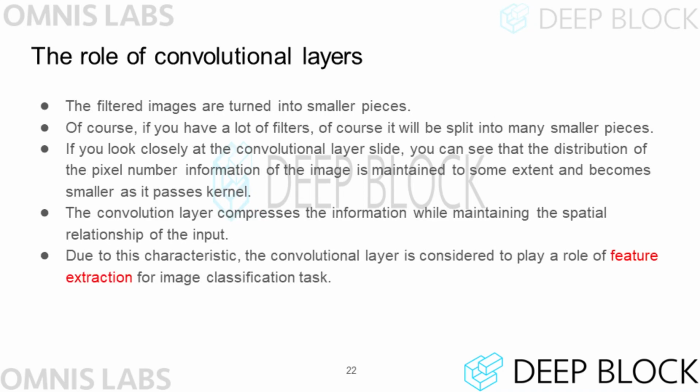Images passed through the convolutional layer become smaller fragments, and the number of these pieces is equal to the number of filters. If you look carefully at the matrix that comes out after performing the convolution operation, you can see that the composition of the matrix numbers is similar to the input. In addition, the dimensions of the data passed through the convolutional layer are preserved. Therefore, the convolutional layer is used as a layer that preserves and compresses the spatial relationships of the input data.